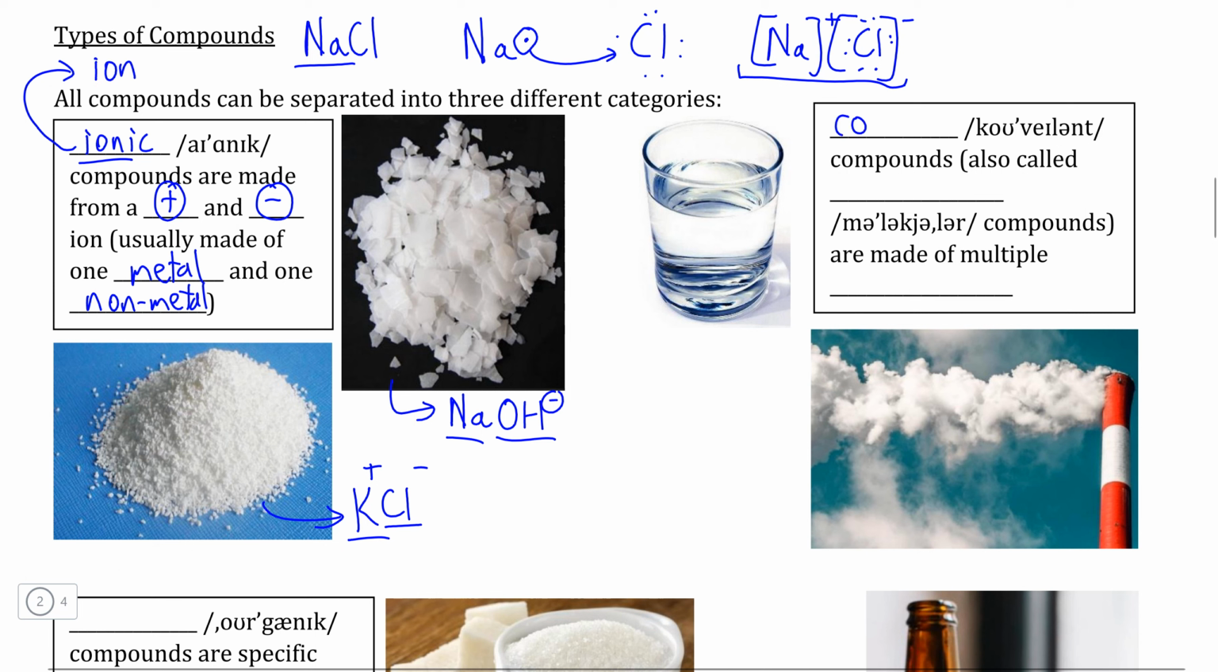Now, the opposite of ionic compounds are what we call covalent compounds, although depending on your chemistry teacher, they may use the word molecular compound instead. Now, molecular is an adjective, and if you figure out what the noun form of this word is, you will come up with the word molecule.